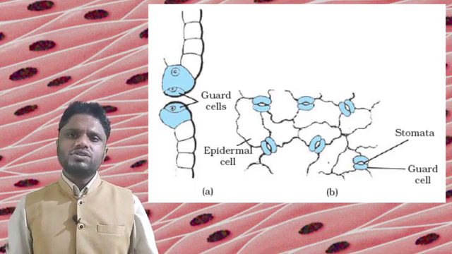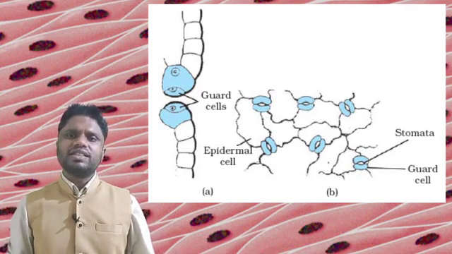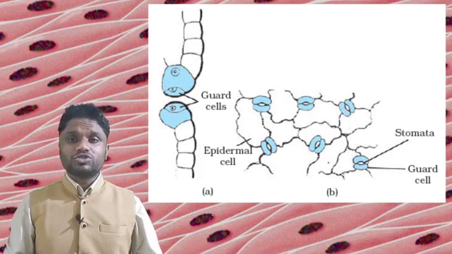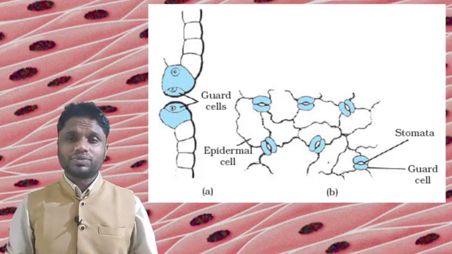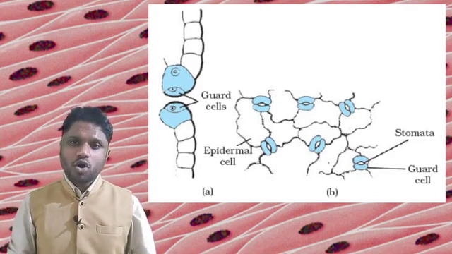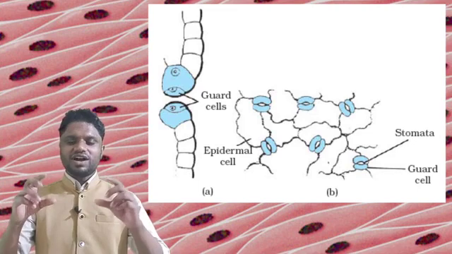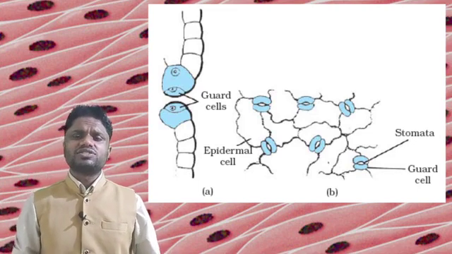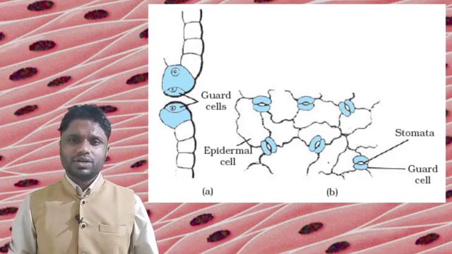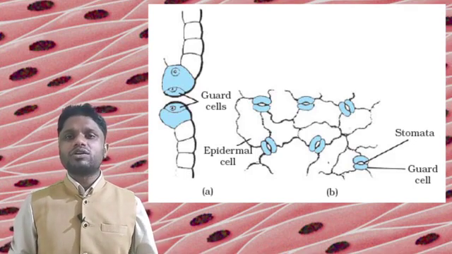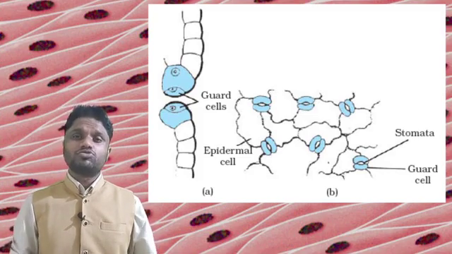We can observe small pores here and there in the epidermis of the leaf. These pores are called stomata, as you see in the picture. Stomata are enclosed by two kidney-shaped cells called guard cells. See how a guard cell looks like. They are necessary for exchanging gases with the atmosphere. Transpiration, that means loss of water in the form of water vapor, also takes place through stomata.